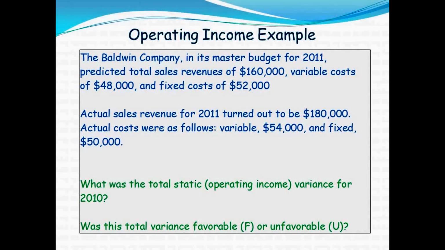Here's a little chance to do a little work. The Baldwin Company master budgeted sales revenues of 160,000. They master budgeted variable cost of 48,000 and fixed cost of 52,000. Actual sales revenues turned out to be 180,000. Actual variable cost of 54 and fixed cost of 50. What was the total variance? You're not flexing here now. We don't have the volume information. This is not flexible here. What was the total variance?